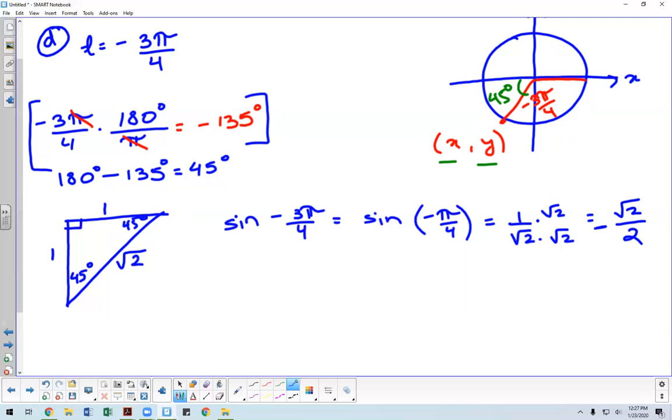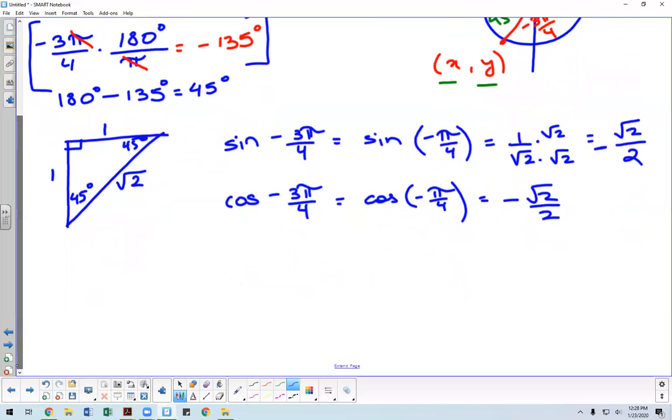Now, if you think about that table I was talking about, cosine and sine values are the same. So cosine is also going to be negative square root of 2 over 2. Because if I'm talking about a 45 degree angle and we're going adjacent over hypotenuse, I'm still getting that same fraction of 1 over square root of 2, and you rationalize it again to get your value.